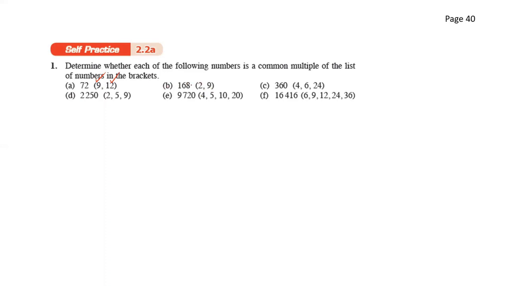For B, 168 divided by 2 gives us a whole number, so it is a multiple. However, for 9, it does not give us a whole number, which means it is not. So we'll just write it down here. For A, it's yes. For B, it is a no. And for C, this is yes, yes, and yes. So 360 is a multiple of 4, 6, and 24. As for D, this is also yes, yes, and yes, which means 2250 is a multiple of 2, 5, and 9.